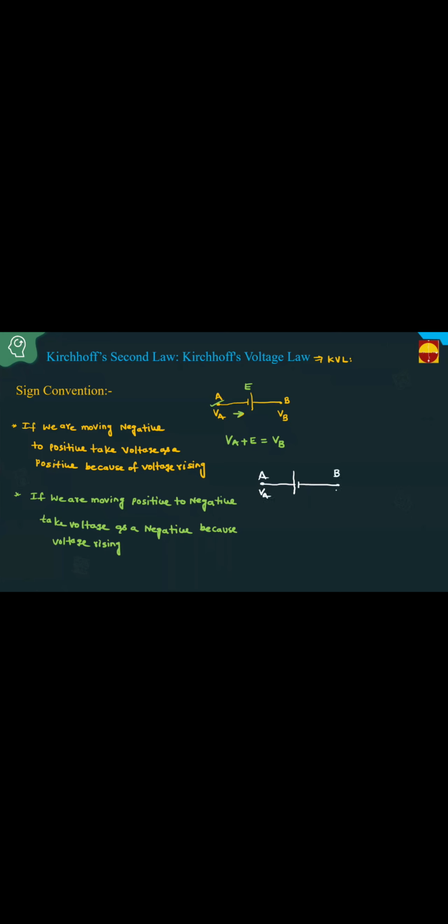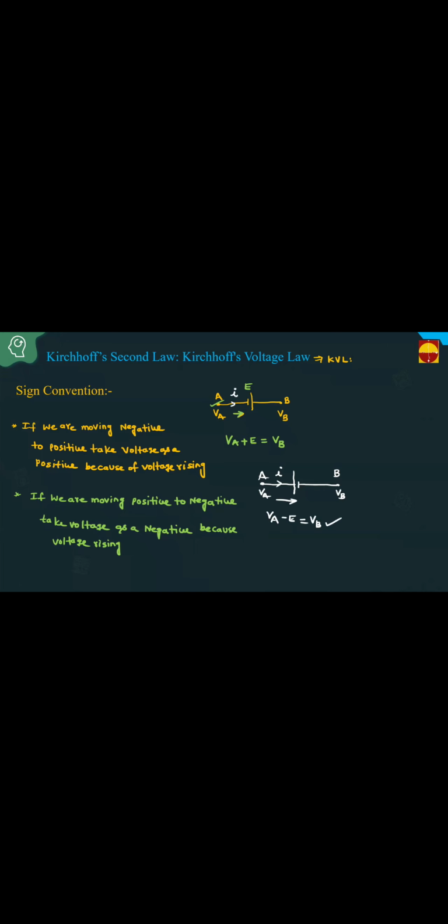Voltage at point A is VA, voltage at point B is VB. If you are moving positive to negative, like this, here negative to positive, this is positive to negative. Then the voltage at point A is VA. Positive to negative means take negative, that is VA minus E equal to VB. Like this we have to consider.